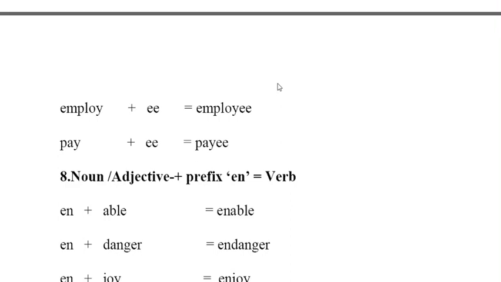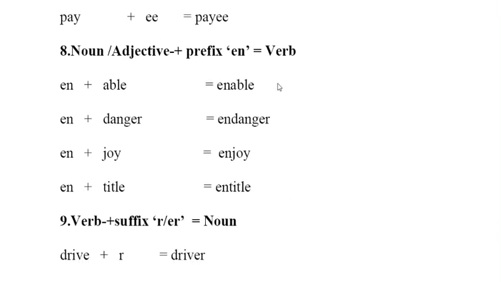Okay. So number 8 says noun or adjective, and if prefix en is added with this, it becomes a verb. Like en plus able, enable, so it becomes a verb. Danger, en is added, endanger. Joy, a noun, en is added, enjoy. Title, en is added, entitle. So prefix en is added with a noun or adjective, then it becomes a verb.